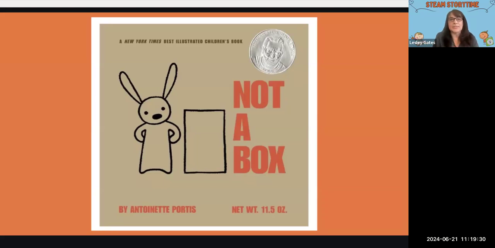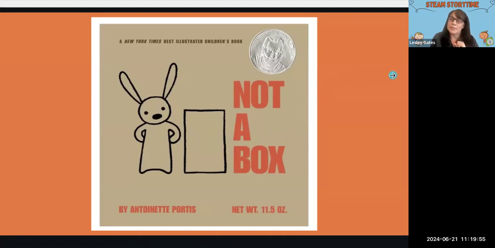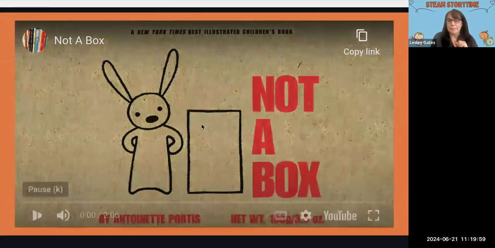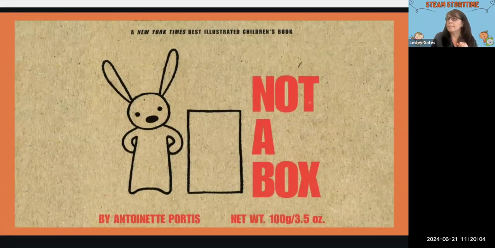Okay, so I want to start with a quick introductory book that you can use. And again, I chose books that could be used not only in kinder through third grade, but personally, I think these books could go even lower and they could also go higher. So I know there are some pre-K, TK teachers out there, and I think this book can go any direction. If you've not heard of this book, I'm going to share it with you by showing the video. Not a Box by Antoinette Portis.